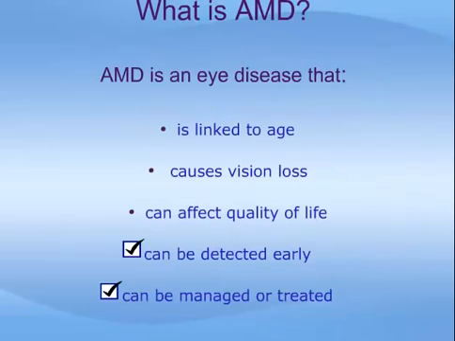AMD is an eye disease that affects people aged 50 or older. It impairs vision and gets worse over time. This vision loss can make normal, enjoyable activities difficult, significantly affecting your quality of life. The good news is that AMD can be detected early and can be managed or treated.